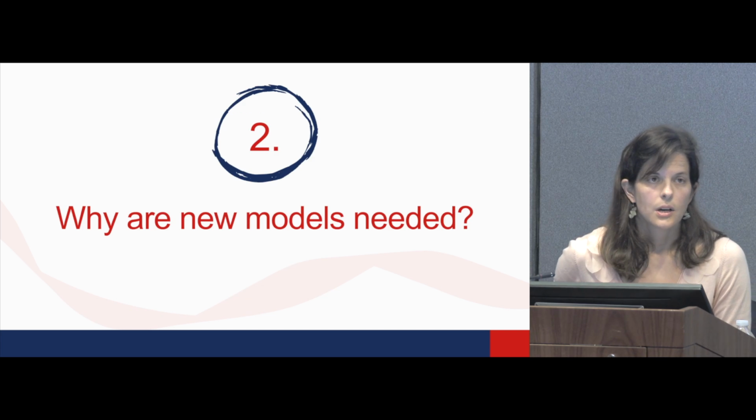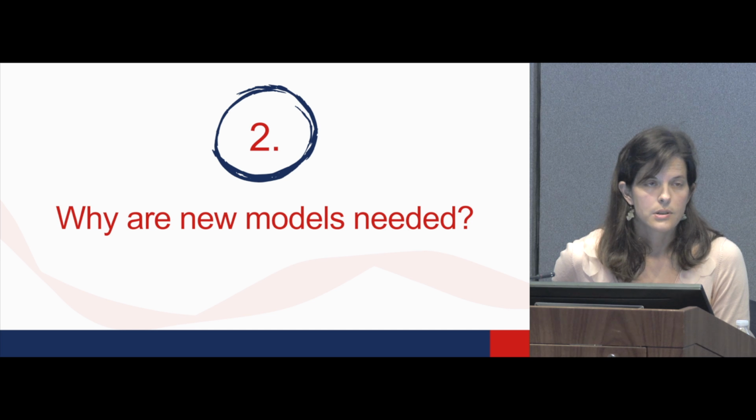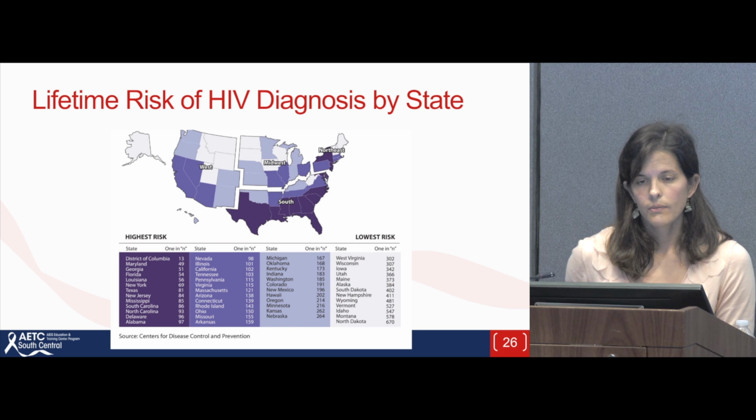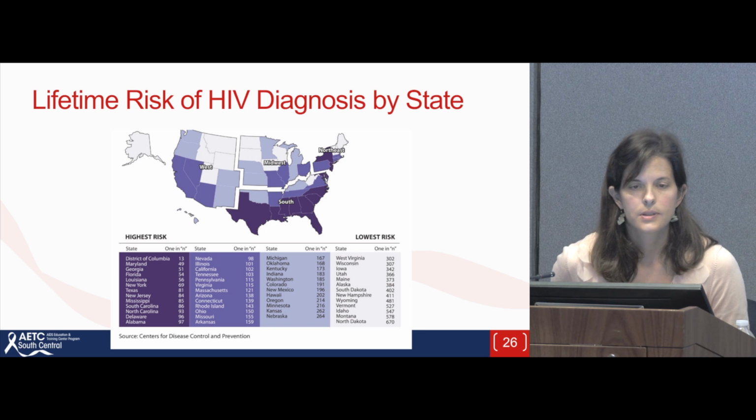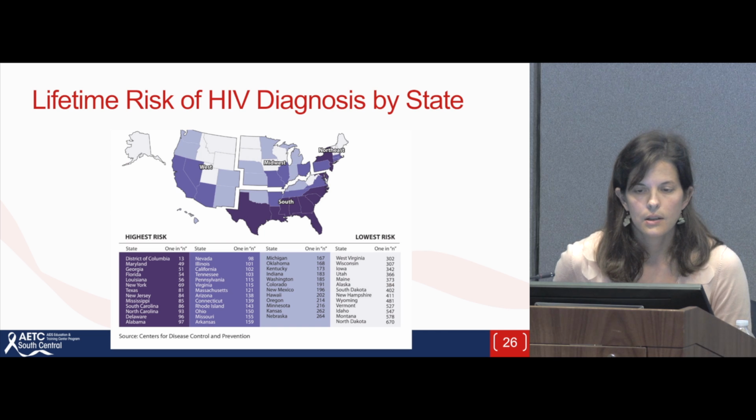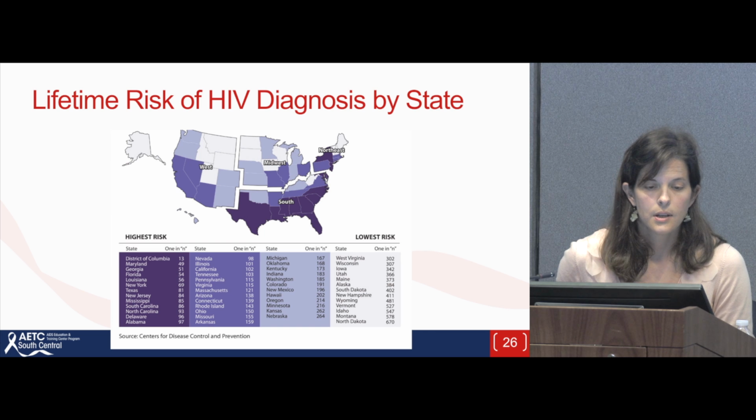So let's take a minute to talk about why these new models, these emerging models, are needed in HIV care. This is a map from the CDC that shows the lifetime risk of HIV diagnosis by state. And you can see in the right-hand bottom side, Texas and the South that have the highest risk. Texas has the 7th highest risk of HIV diagnosis over the lifetime.